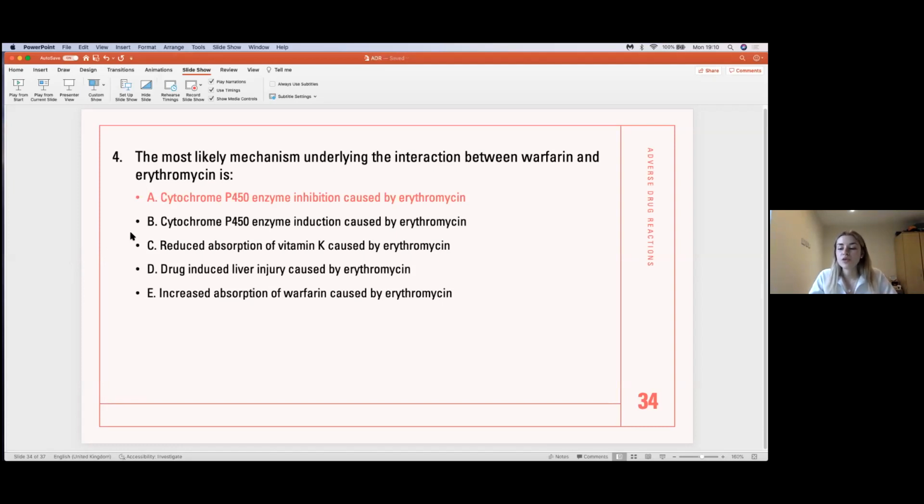It's also important to note that warfarin and erythromycin can still be co-prescribed, but you need to very closely monitor the INR, and lots of people just don't prescribe them together because you've got to monitor it really, really closely, basically.